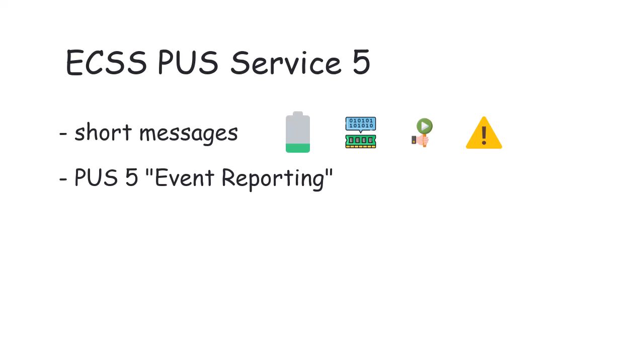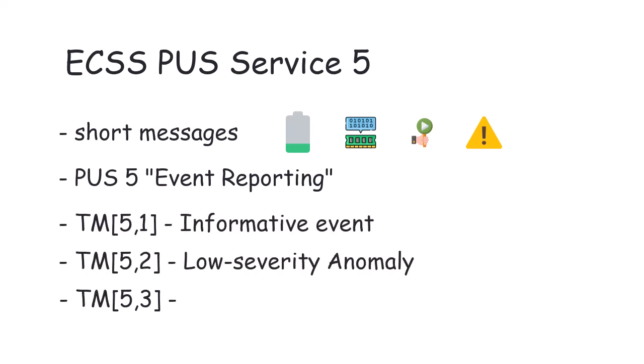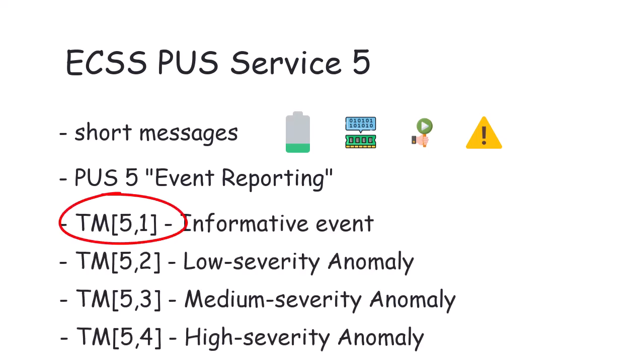But you can also send PUS 5 telemetry messages between any other nodes of your system, let's say from your payload to the main computer and so on. There are 4 levels of PUS 5 telemetry messages, 1, 2, 3 and 4. Level 1 is an informative event, while levels 2, 3 and 4 are low, medium and high severity anomalies.